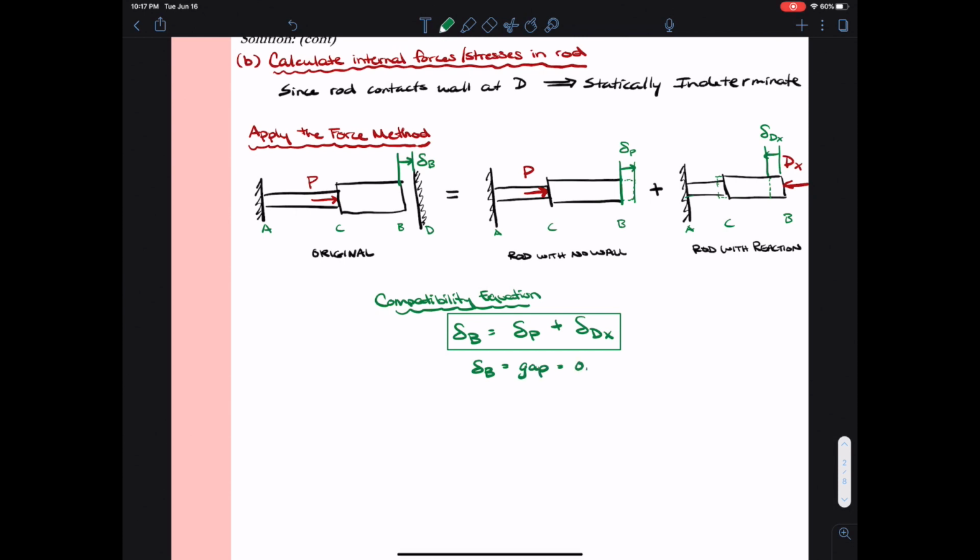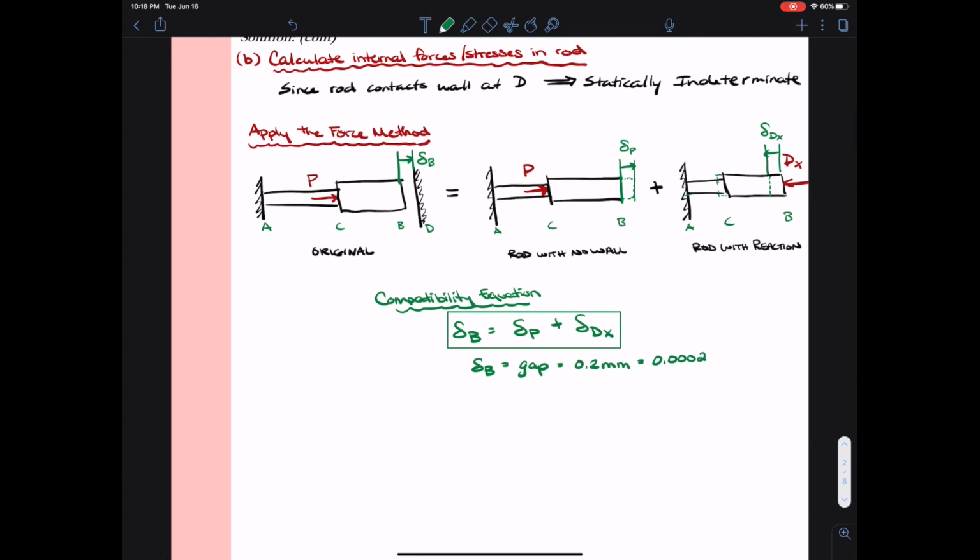So delta B is going to equal that gap distance of 0.2 millimeters or 0.0002 meters, or 2 times 10 to the negative 4 meters if you would rather use scientific notation. Delta P we calculated in part A. From part A, we calculated delta P to be 0.407 millimeters, or 4.074 times 10 to the minus 4 meters.